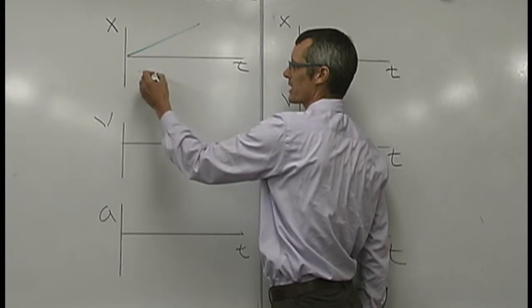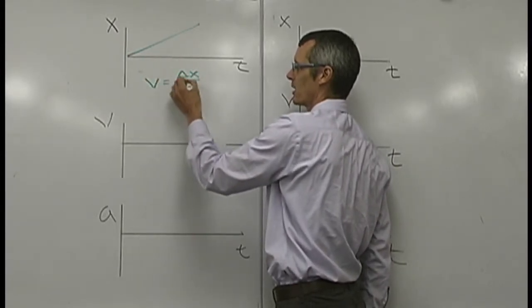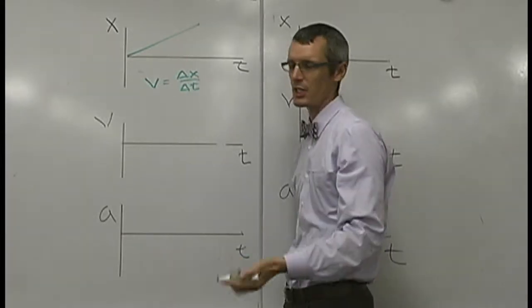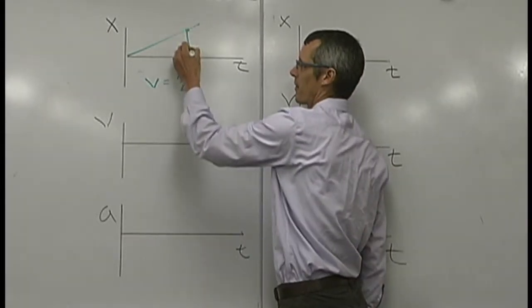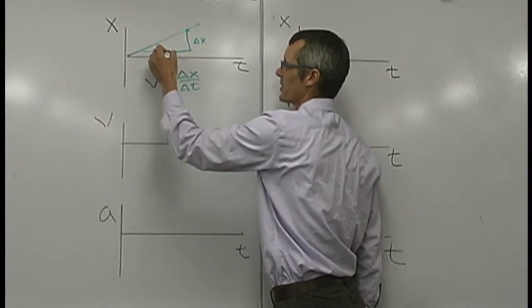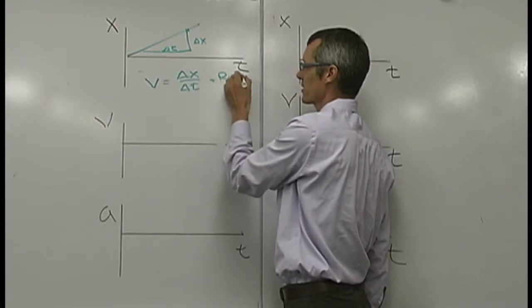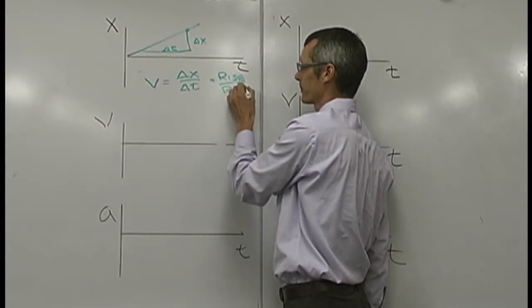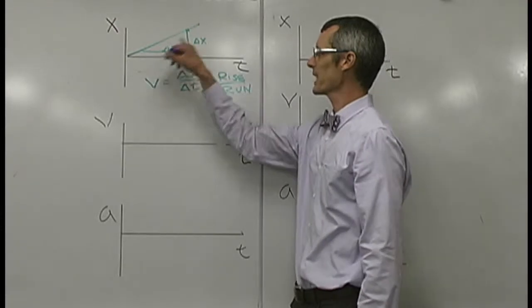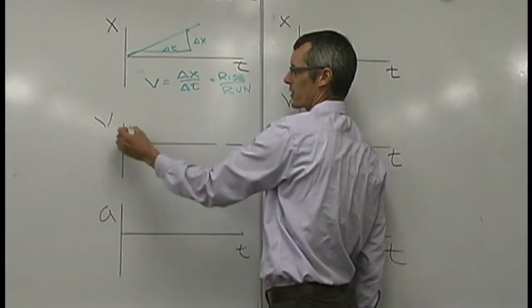If we look at the slope of this, we know that velocity is defined as the change in displacement over the change in time, which is this, the change in displacement, over this, the change in time, which is also the rise over the run. So if I look at this rise over run, I can then plot it down here. So my velocity at this point is a certain slope.